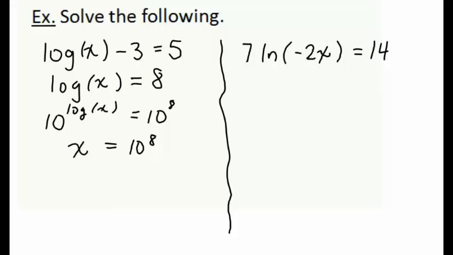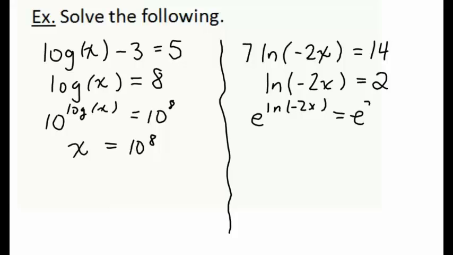Next, let's take a look at 7 times the natural logarithm of negative 2x equals 14. What we want to do in this case to isolate the natural logarithm by itself is to divide both sides by 7. When we divide both sides by 7, we get the natural logarithm of negative 2x is equal to 2. Now, since the natural logarithm has base e, that implies if we take e to the ln of negative 2x, this should be equal to e squared. So these two actions over on the left-hand side are going to undo each other, and we're going to be left with just the inside of our natural logarithm, which is negative 2x.